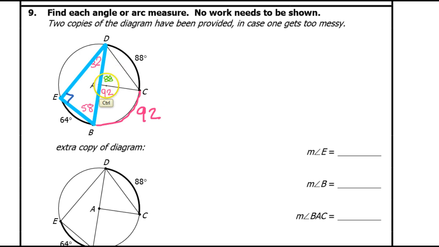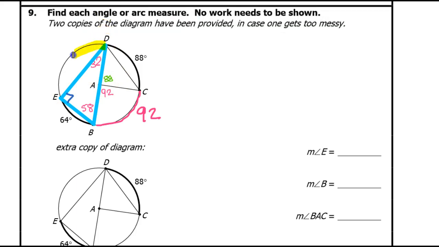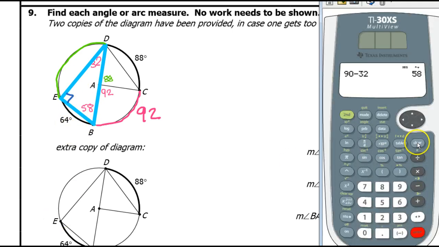Also, linear pair is happening. They have to add up to 180 as well. Okay, and now looking over here to the left, we have one more semicircle happening over here. So that means that this has to add up to 180, which means that this arc right here, I should be able to find it by subtracting 64 from 180.